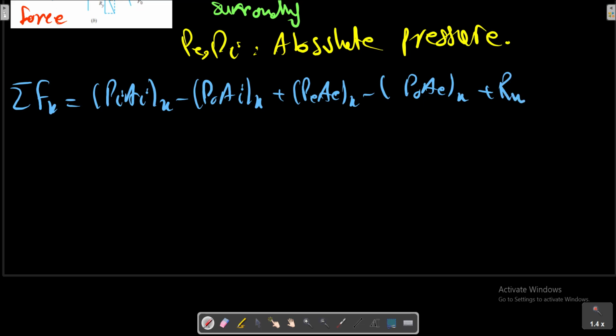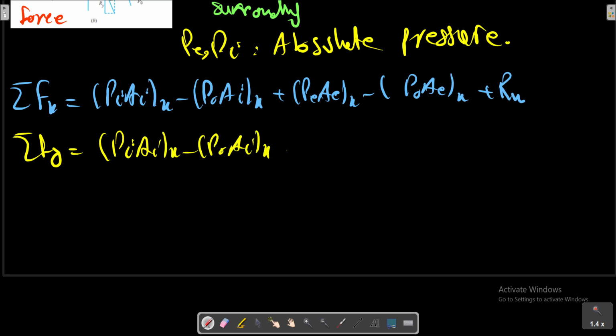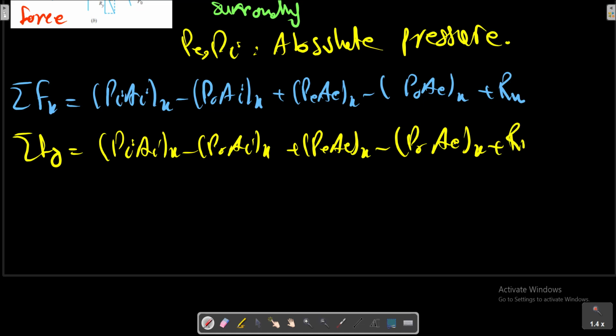and in the y direction we have this relation. The proper sign for each pressure and force must be used in all calculations.